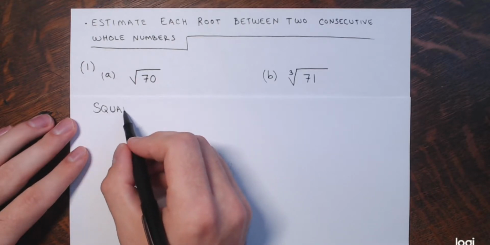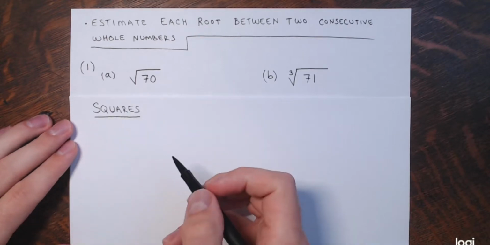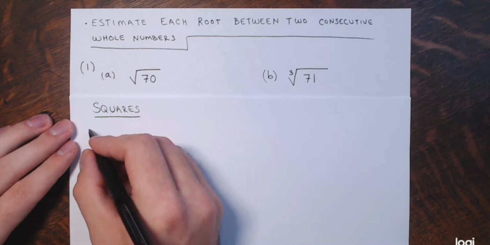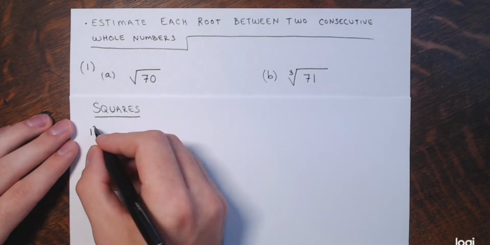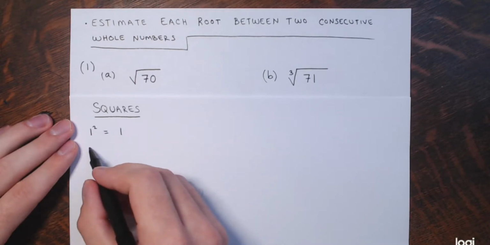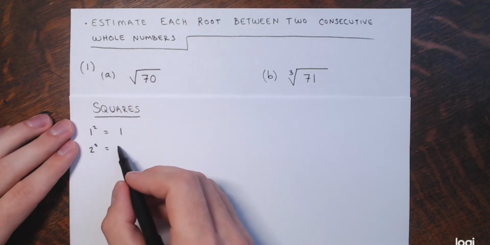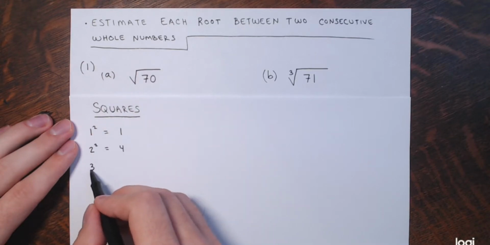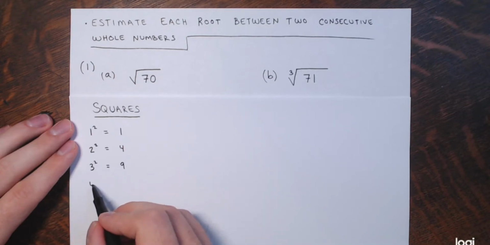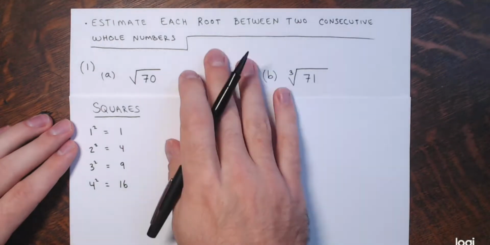So on a separate page here, I'm going to write some squares because I'm going to keep referring to this for other problems with square roots. Obviously 0 squared is 0, and that's not interesting. So starting with 1 squared, the square of 1 is 1. Then I keep going with the whole numbers. The square of 2 is 4. The square of 3 is 9, 3 times 3. The square of 4 is 16.